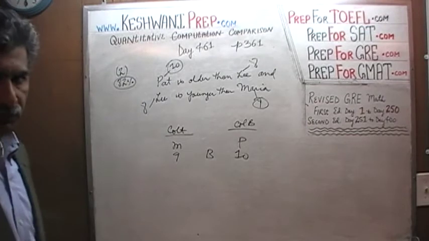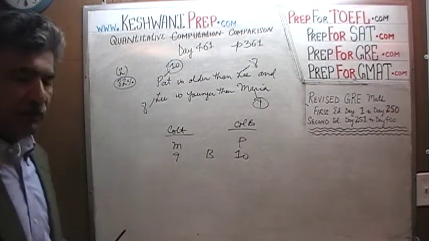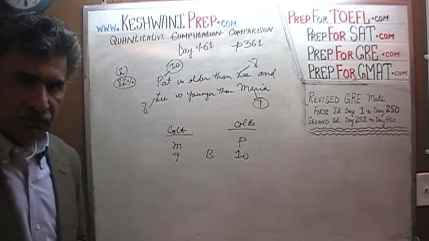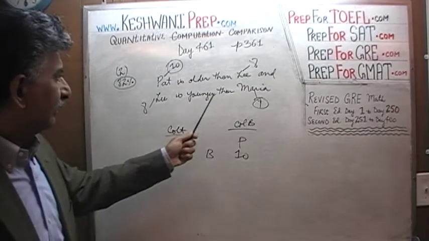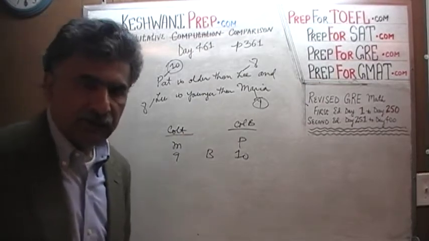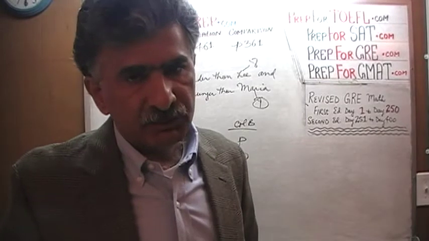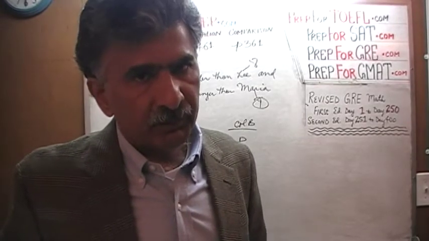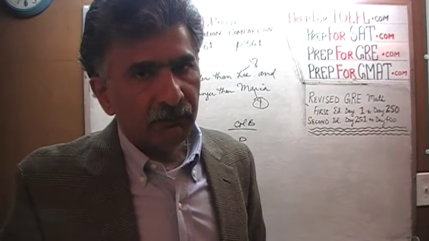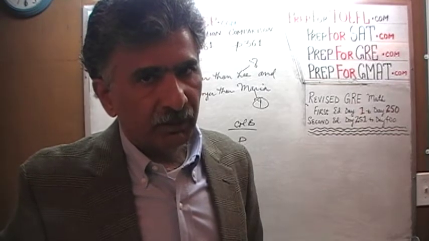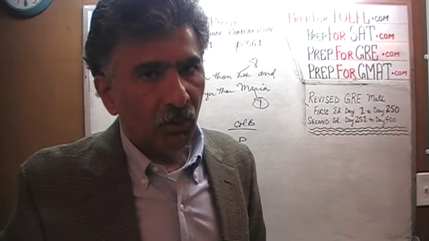Now, the question we have to ask ourselves is: is that the only possibility? The fact that Lee is younger than Maria and Maria is 9 years old, is that the only possibility, or might there be some other situations, some other complications here? Because remember, whatever answer we pick here, if we pick A for the answer choice, what we're claiming is that the quantity in column A is always greater.